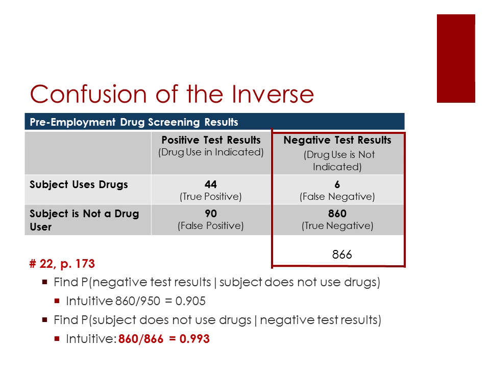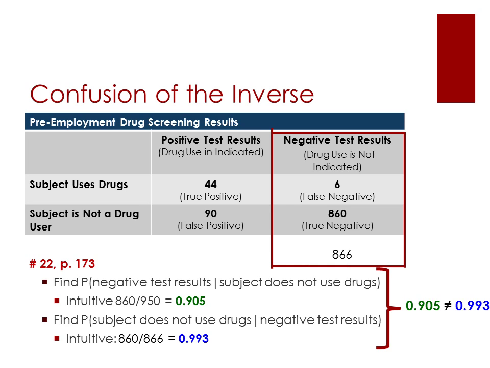So, although we still have 860 people within this that have true negatives, right? That's what we're looking at. So a person does not use drugs given that they got negative test results. Notice that the number that goes in the denominator is very different, which gives us a different probability. Notice that 0.905 is not the same probability as 0.993.